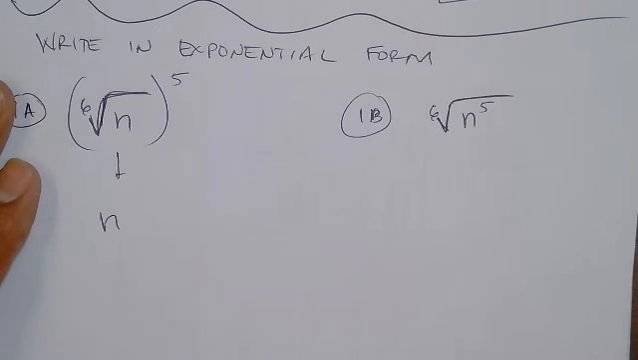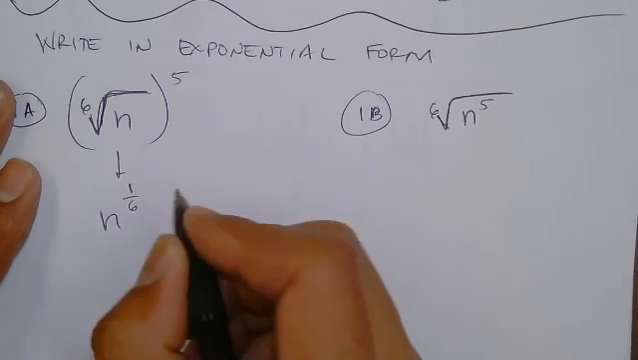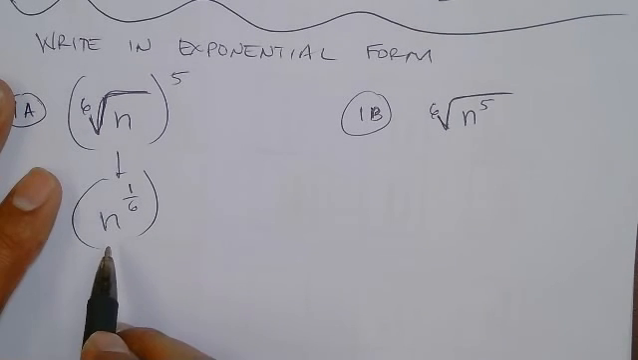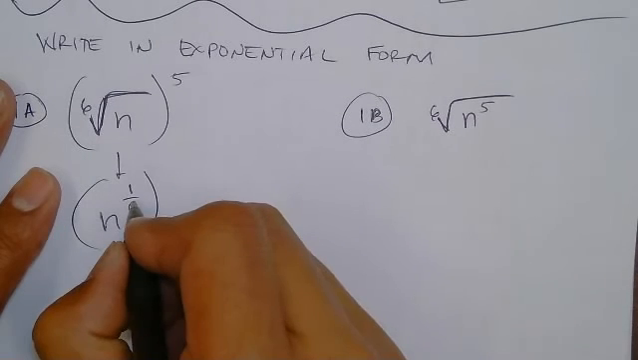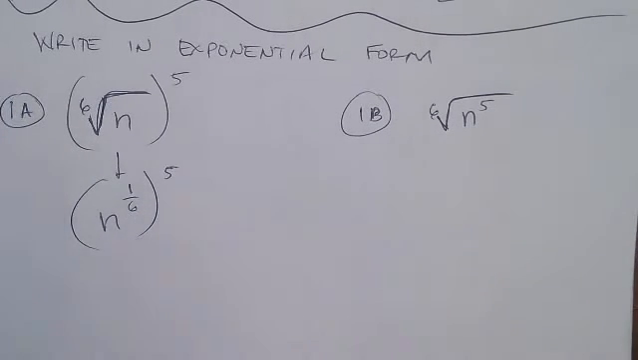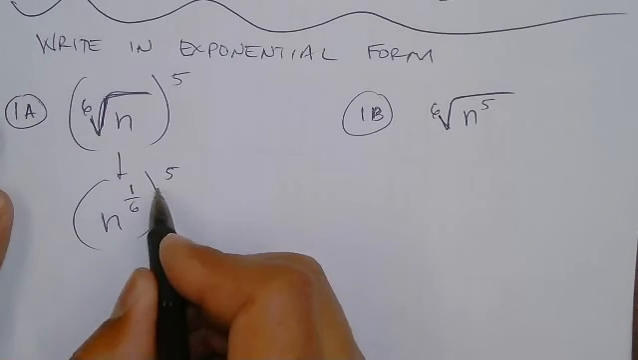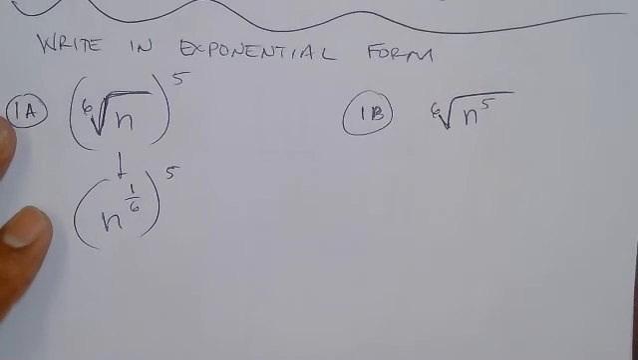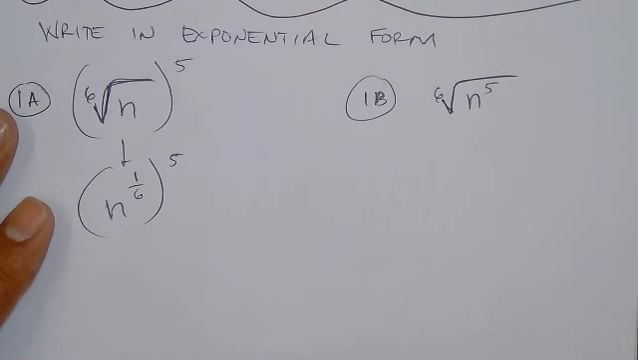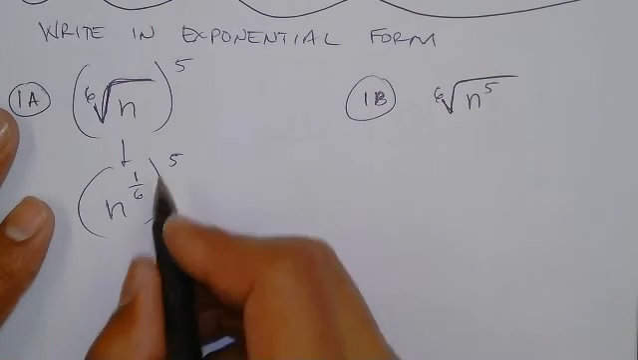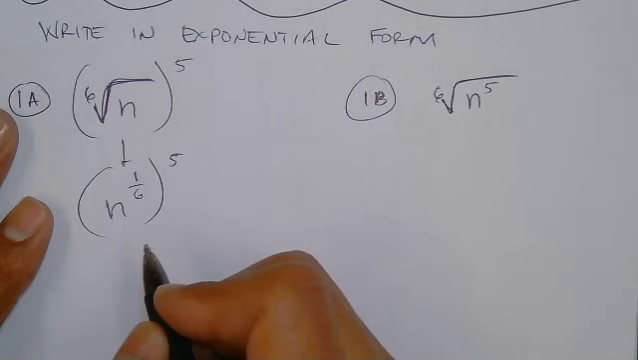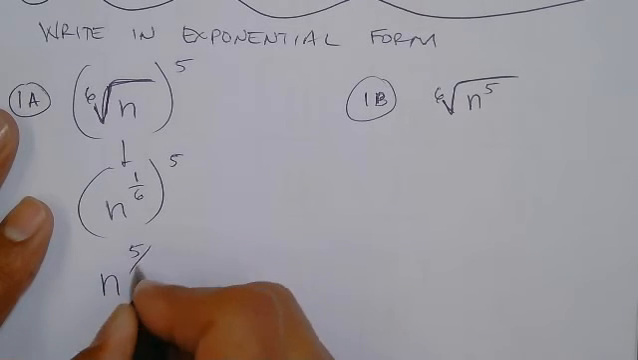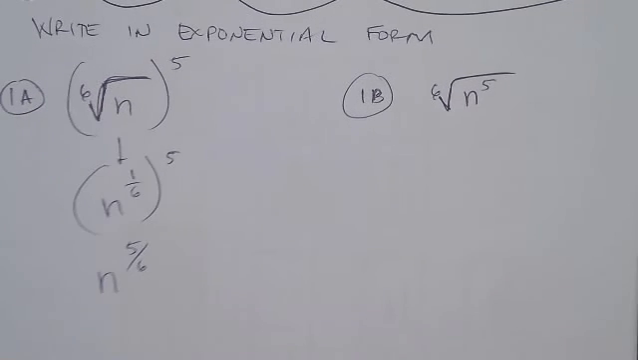What is this, you guys? This is n to the power of what? 1/6, right? This part, isn't it n to the power of 1/6? But then you have this power raised to this power. Do you guys remember what happens when you have a power raised to a power? By the way, it was called the power rule. That is when you multiply. So what happens when you multiply 5 times 1/6? You're going to get what?